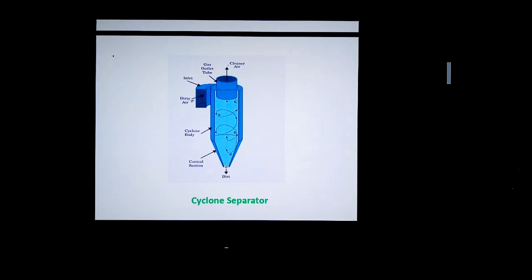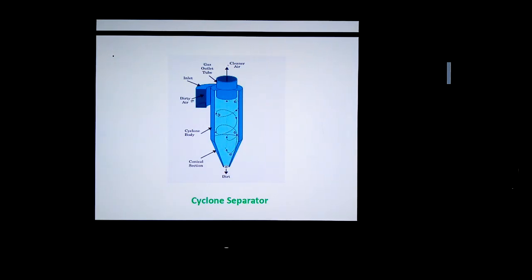The cyclone separator is a centrifugal separator where the particles are swung as a result of their mass by the centrifugal force to the outside. They are used as pre-treatment before flue gases enter more effective pollution control devices.